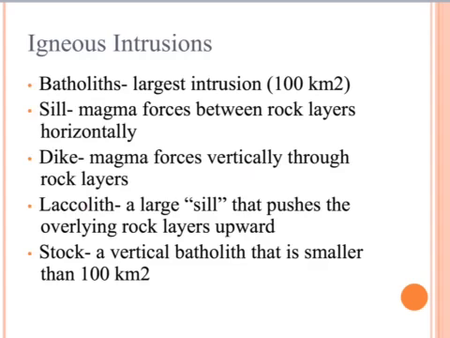Next one is a laccolith. This is essentially like a sill, only much larger, and it pushes the rocks above it upward, creating a hill. Last is a stock. This is a vertical batholith that is much smaller than 100 kilometers squared.